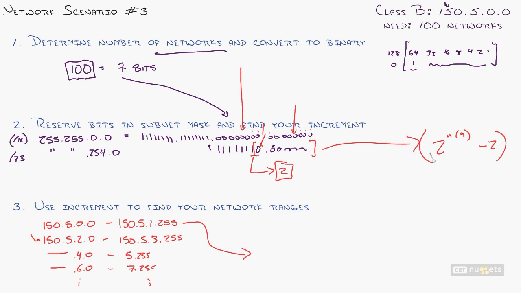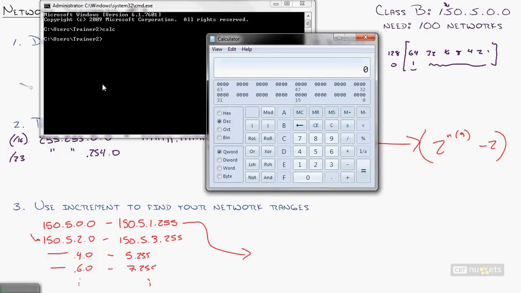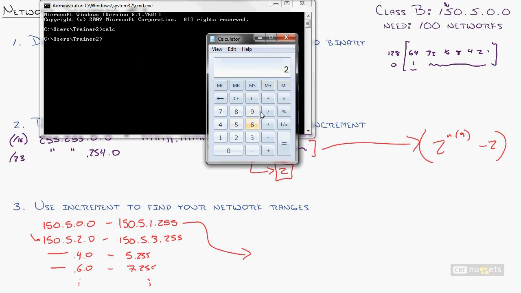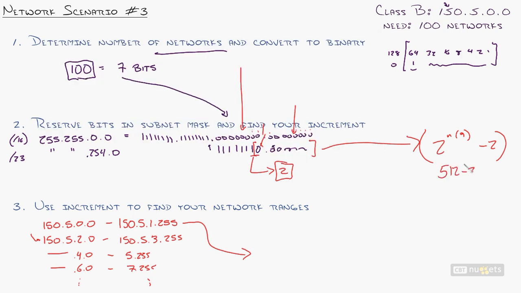So truth be told, you can pull out a calculator and do that. Let me show you how to do it on a calculator. I'm so used to opening a command prompt. Let's go back to the scientific view. Okay, there we go. 2 to the power of 9 equals, and there's my 512. So 512 minus 2 equals 510 usable host addresses in there.